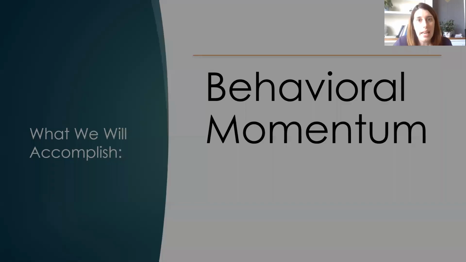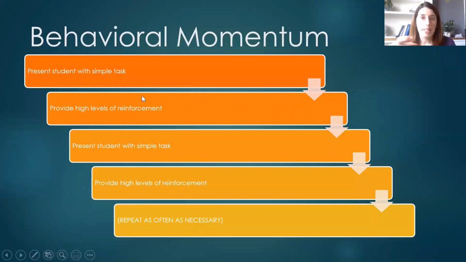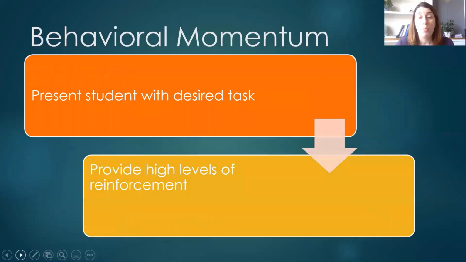Behavioral momentum is the use of a series of high probability requests to increase compliance with lower probability requests. So this is maybe how behavioral momentum would look. You would present the student with a simple task and provide a high level of reinforcement. Again, provide a simple task and provide high levels of reinforcement. And you would continue to repeat that until you felt as if you had compliance. And then you would present the student with the desired task of what you wanted them to do and continue with those high levels of reinforcement.